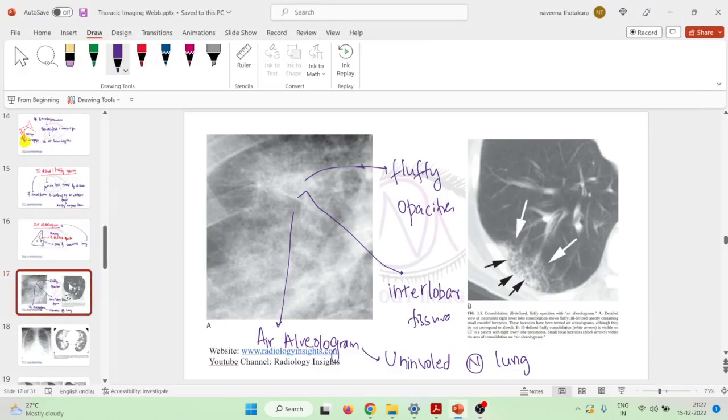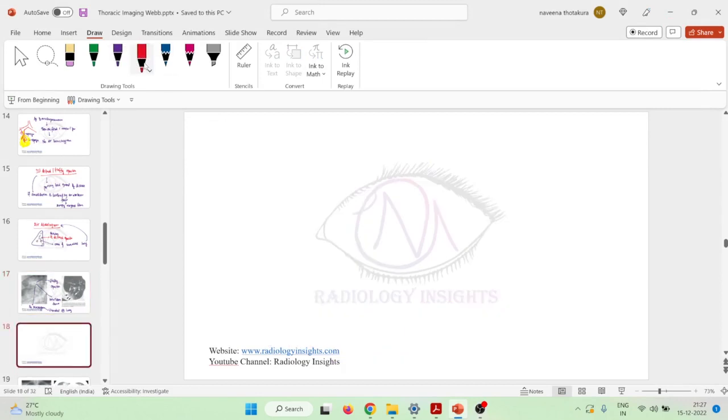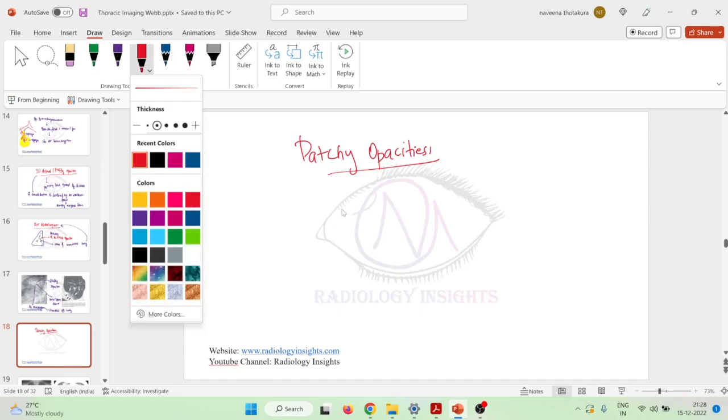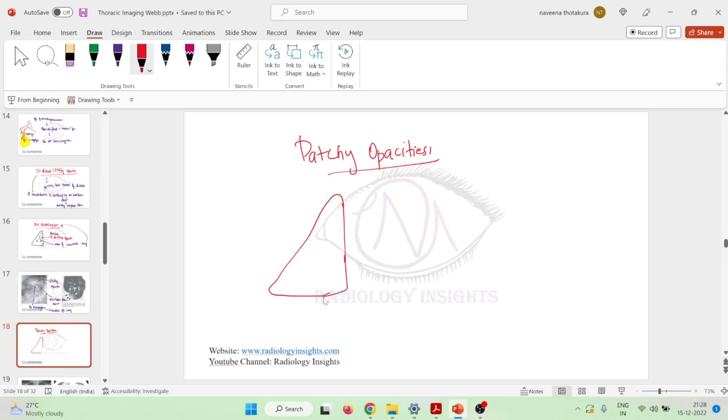Then the next important change of the lung, which looks like a consolidation, is patchy opacities. What are these patchy opacities? Patchy opacities are again variable areas of consolidation seen in the lung. Different patches of opacities are seen all over the lung or at least some part of the lung.